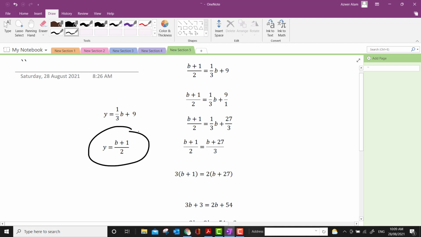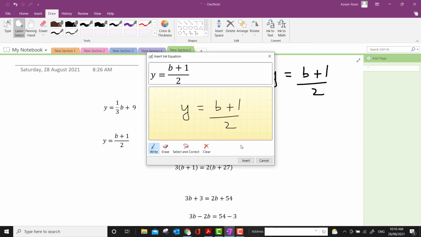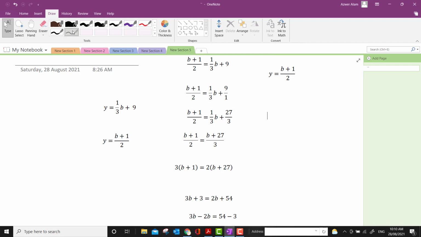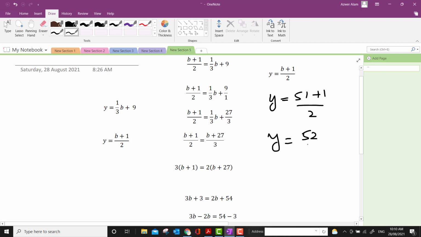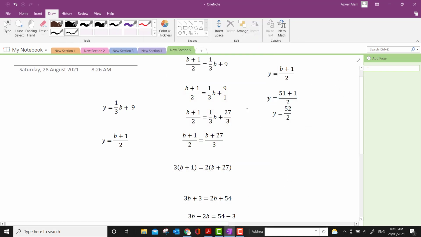So I'll use this equation. y is equal to (b+1)/2. The value of b is 51. So y is equal to (51+1)/2. y is equal to 52 over 2. And now we can simplify this. So 2 times 1 is 2, 2 times 2 is 4, and 2 times 6 is 12. So y is equal to 26.